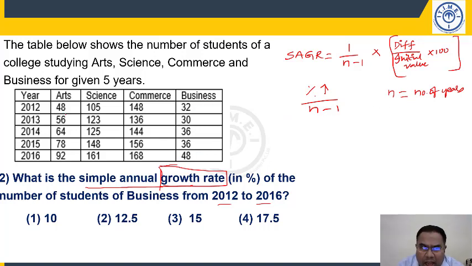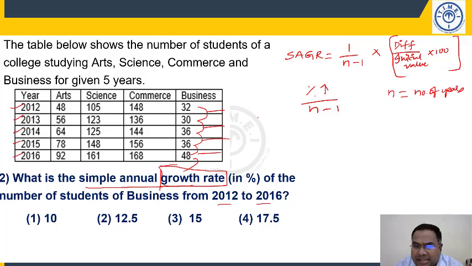Because here, how many years are there? 1, 2, 3, 4, 5. There are 5 years. But how many growth periods? If you observe here, 12 to 13, 1 growth period, right? 13 to 14, 2 growth periods. 14 to 15, 3 growth periods. 15 to 16, 4 growth periods. So if there are 5 years, we have 1, 2, 3, 4 growth periods. If there are 6 years, I will have 5 growth periods. If there are 10 years, I will have 9 growth periods. If there are n years, we will have n minus 1 growth periods.